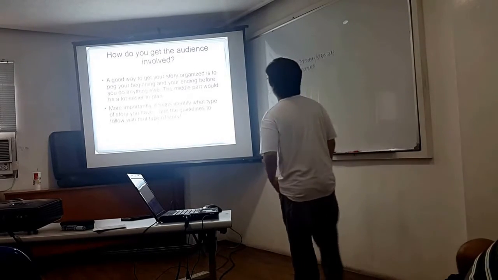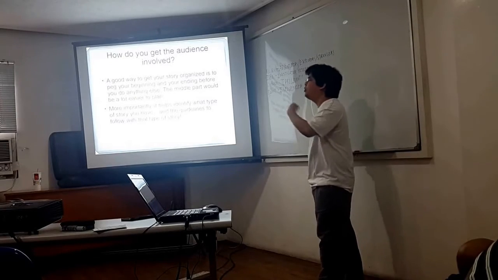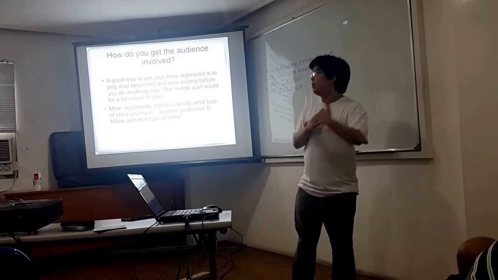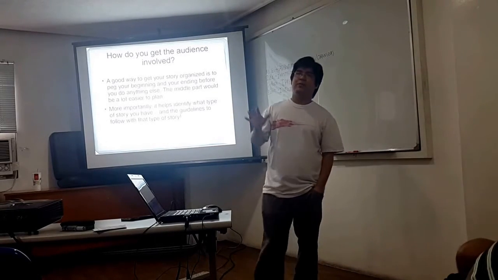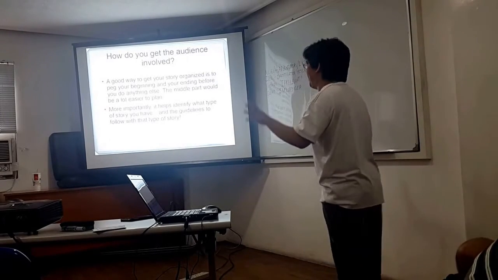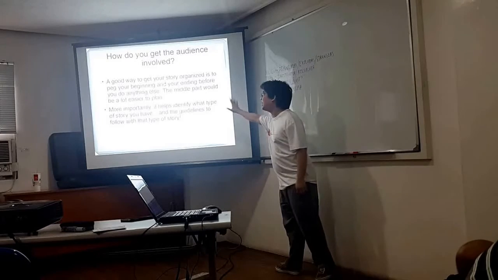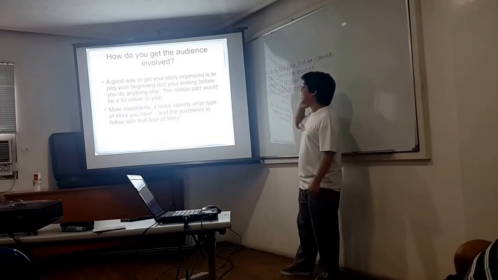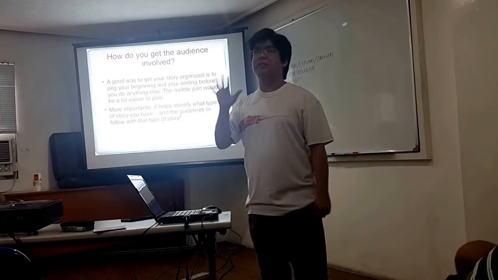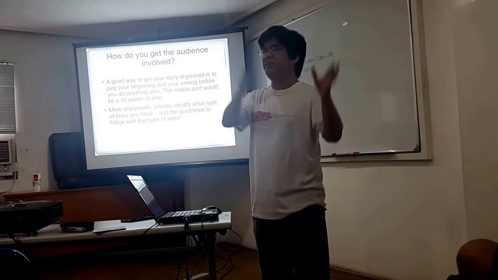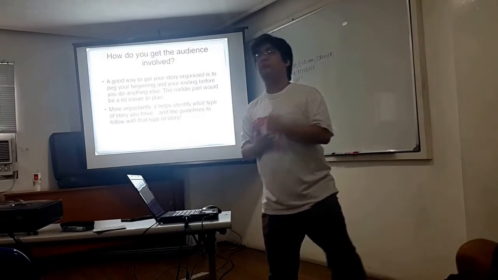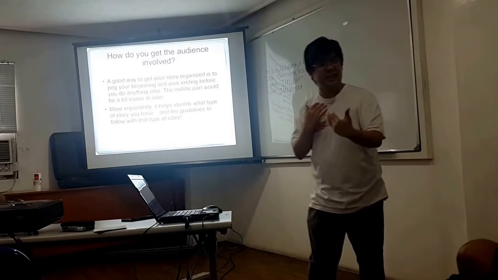A good way to get your story organized is to peg your beginning and your ending before you do anything else. The middle part, the build-up, can be changed accordingly, but it's a lot easier to plan once you have an idea how you get to that. So, beginning and end first. More importantly, it helps identify what type of story you have and the guidelines to follow for that type of story. We're going to be talking about the types of stories. I don't mean, oh, this is a murder mystery, this is a love story, this is an adventure. Those are genres. We're going to talk about the types of stories there are in the literary sense.